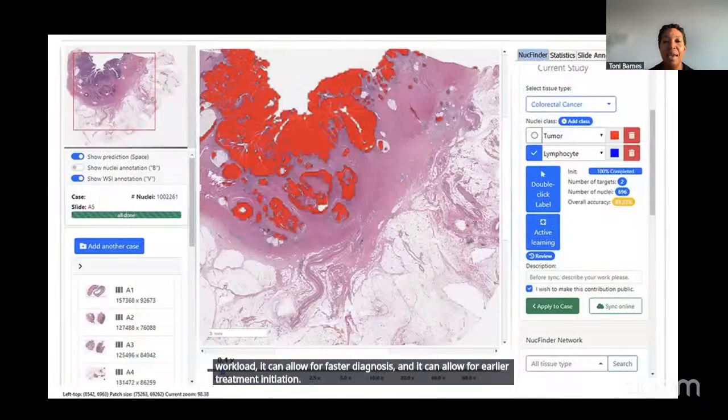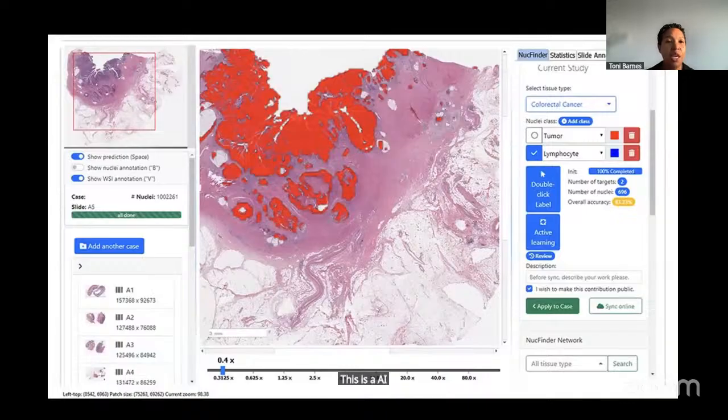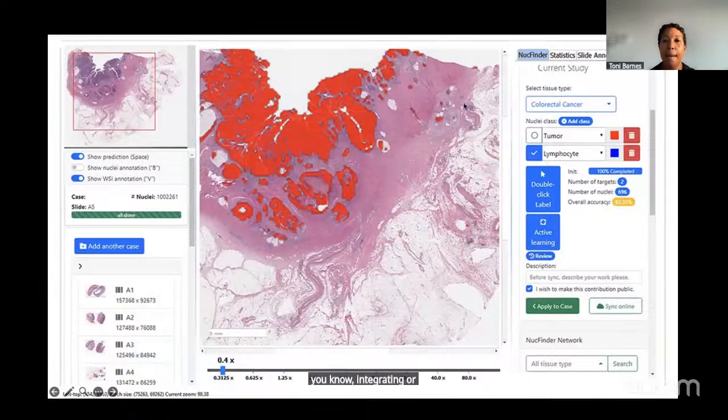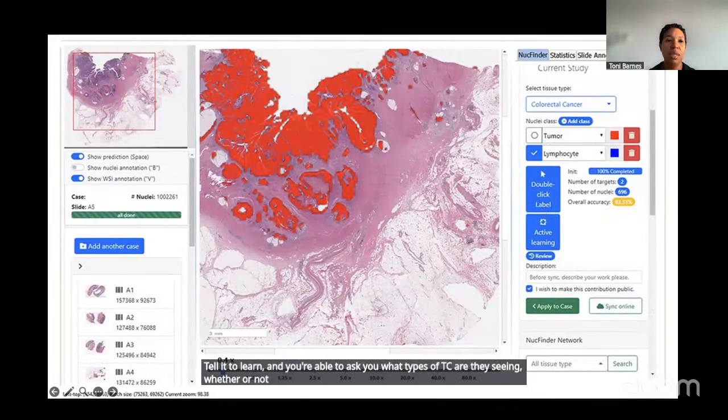This is an AI model that is being used. It's called PAGE. This is not lung cancer, but this is actually a piece of colon. And you can see that they have input this into an AI model, and the AI model is now integrating or assessing the sample that the patient has, and you're able to ask it what types of tissue it is seeing, whether or not there is tumor. So this is the way that we are going now.